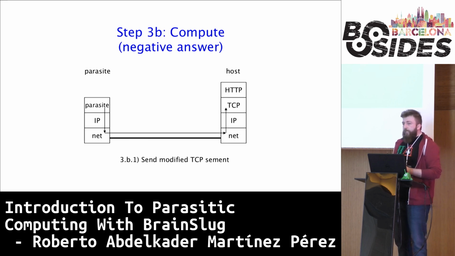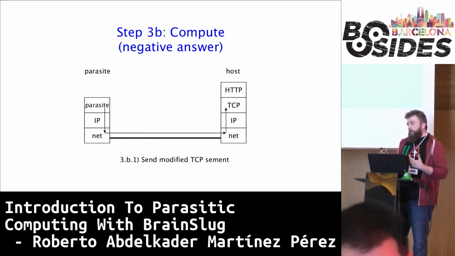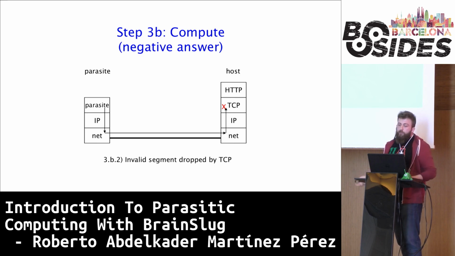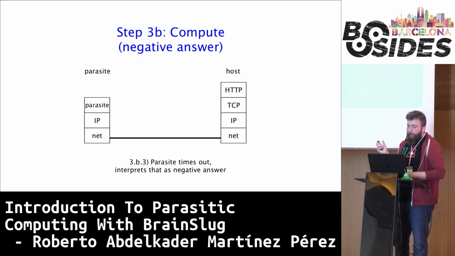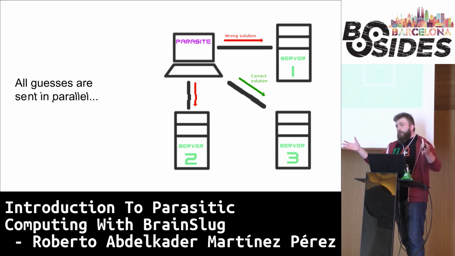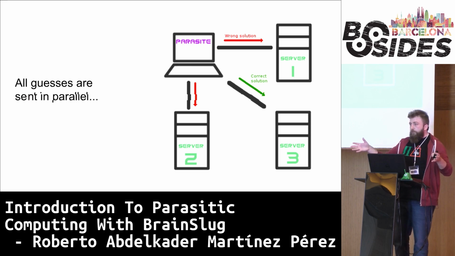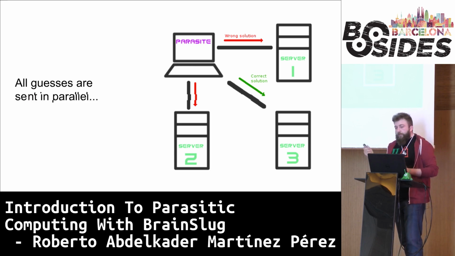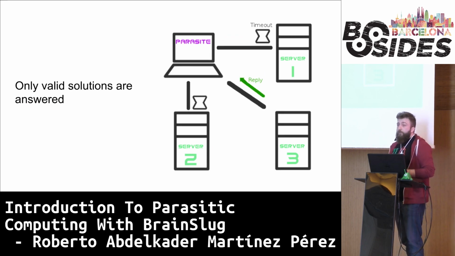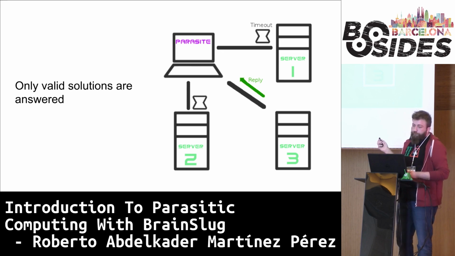What happens if the guess is not correct? Of course, the checksum will also be incorrect, so the TCP stack will drop the packet at the TCP level without pushing it to the HTTP level. So after splitting this very big problem into smaller problems, they send all those HTTP packets with the guesses in parallel, and only the correct solutions are answered by the server. So they managed to solve this problem.